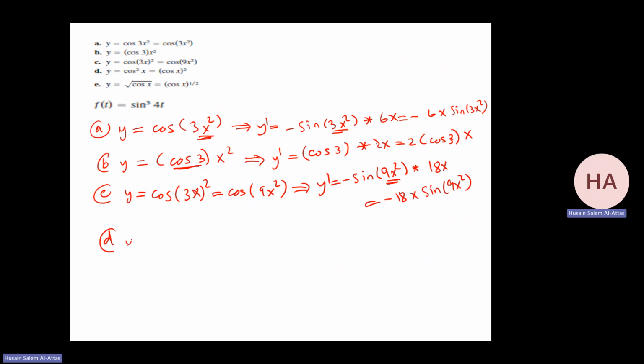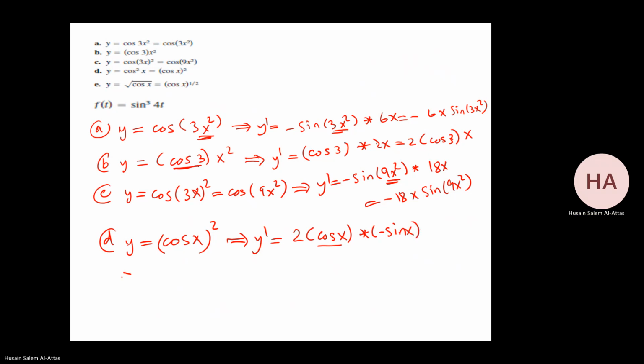D. y equals cosine x, all squared. Be careful here. I have a function squared. So it will be 2 times the function times the derivative of the function, which is minus sine x. So that will be minus 2 sine x cosine x. In other words, I can write it as minus sine 2x. Okay.